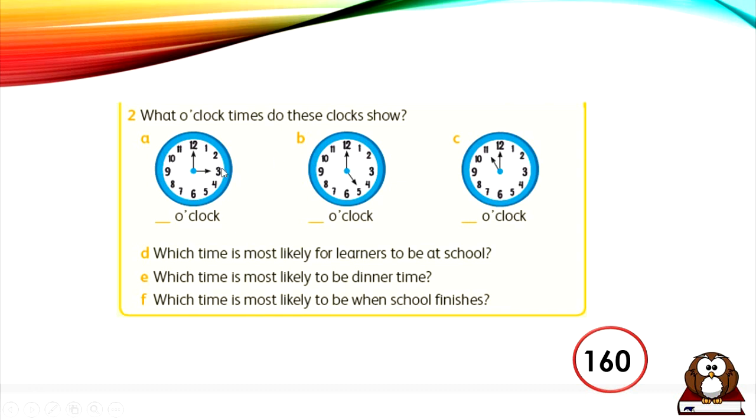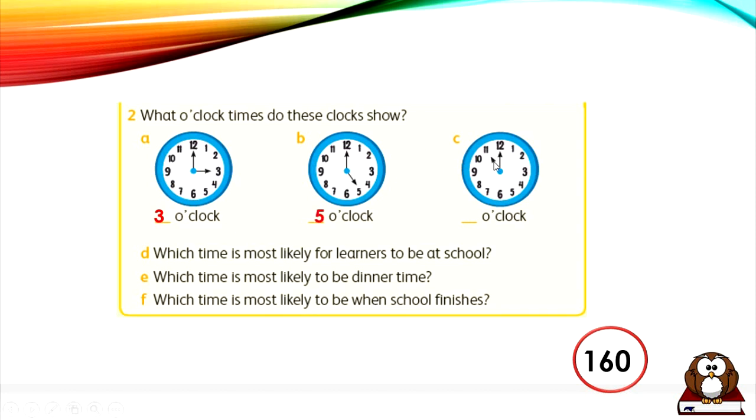Now, which o'clock times do these clocks show? The first one. The small one is on 3 and the big one is on 12. What time is it? 3 o'clock. Well done. B. The small one is on 5 and the big one is on 12. In this case, what time is it? It is 5 o'clock. Well done.